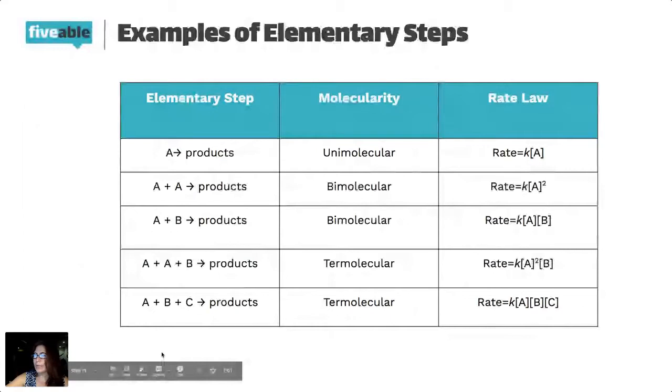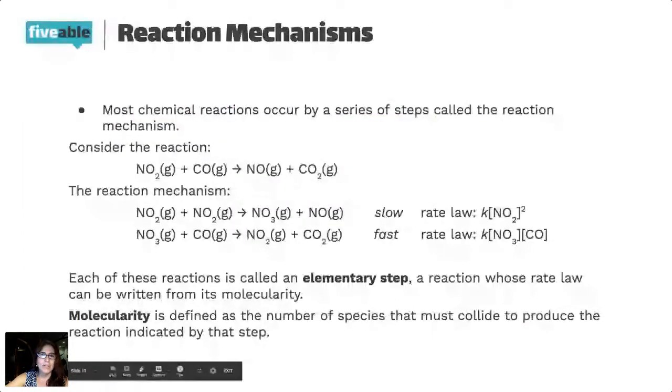Okay, let's go back to our reaction mechanism. The reaction mechanism is this one. So now, by its molecularity, we know that the rate law of the first step will be k times the concentration of NO2 to the power of 2. And then the second one will be k times the concentration of NO3, the reactant, times the concentration of CO. Any questions on how to get the rate of the elementary steps?